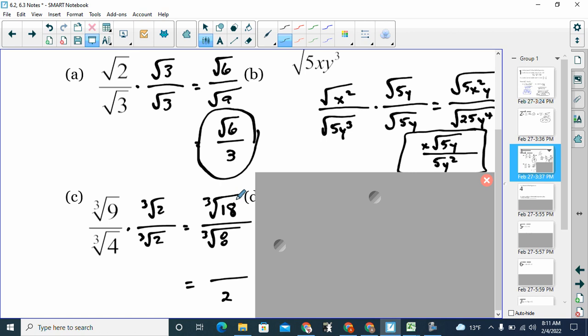18. Perfect cubes are 8, 27, 64. None of those go into 18. We're just going to leave it as cube root of 18. It cannot be reduced.